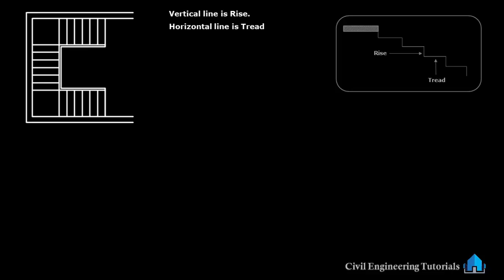So here you can see this vertical line is rise and the horizontal line is tread. So this is the U-shaped staircase. First I'll calculate rise and tread. Building height is 10 feet and 6 inch. Landing is 3 feet and 6 inch.